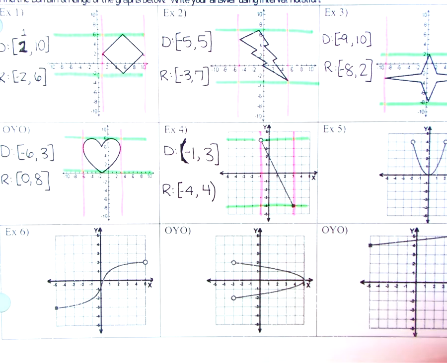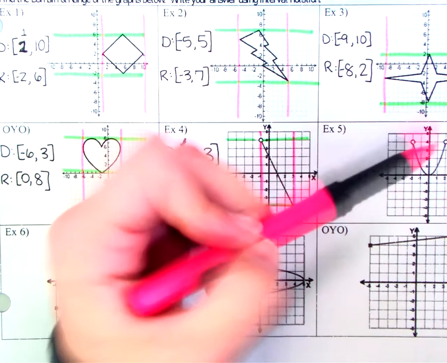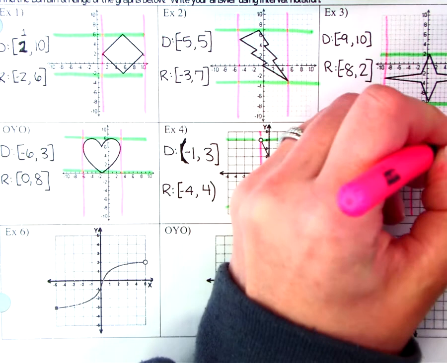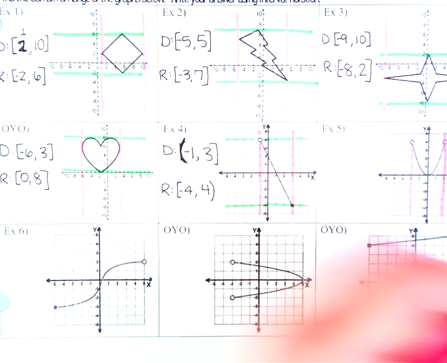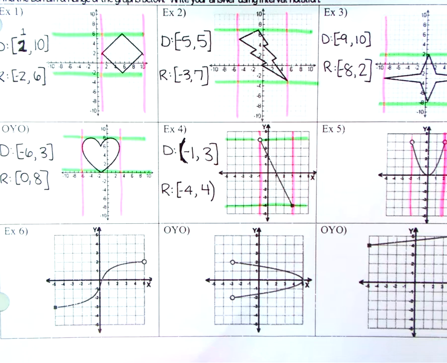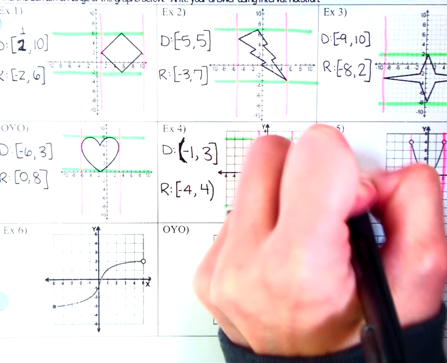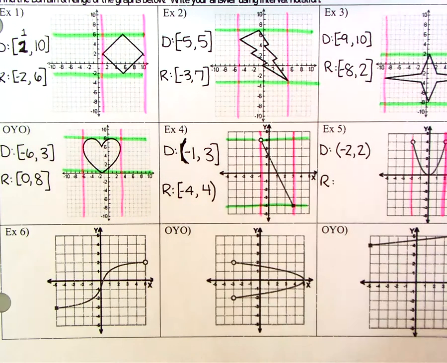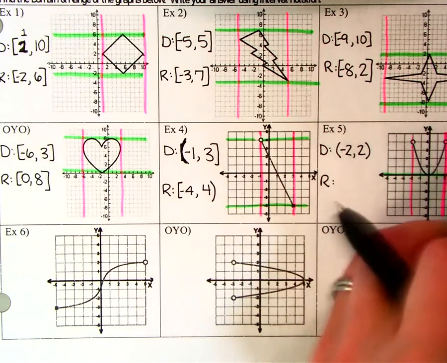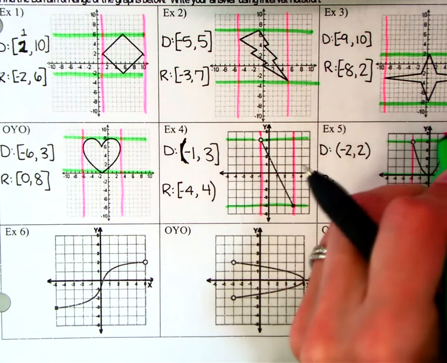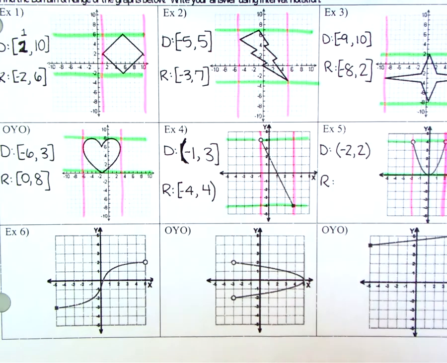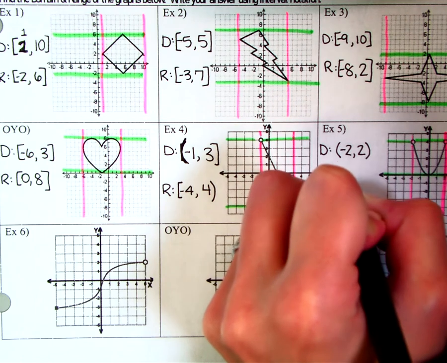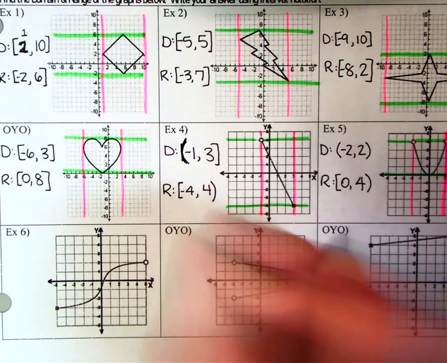Here, example 5. My left side is at -2. My right side is at +2. At both of those points, they are both open circles, so my interval is going to be parentheses, so -2 to +2. And my range, we are actually starting at the x-axis, so y is 0, and I go all the way up until 4. And since I've got open circles, I go from 0 to 4 with a parenthesis.